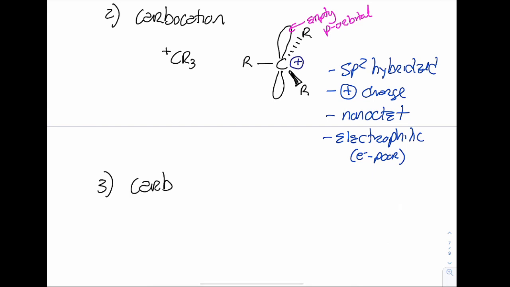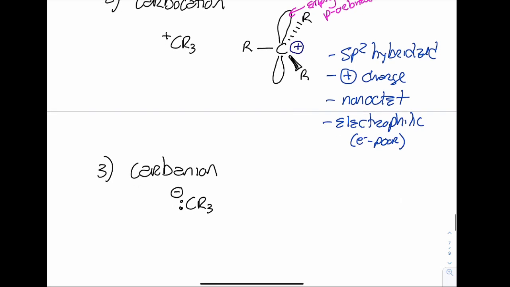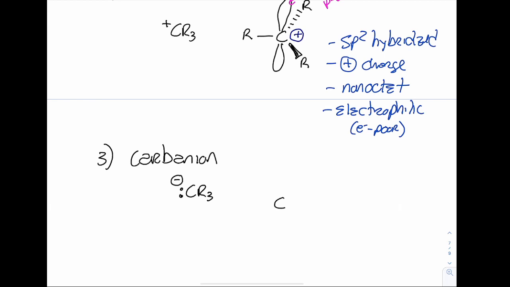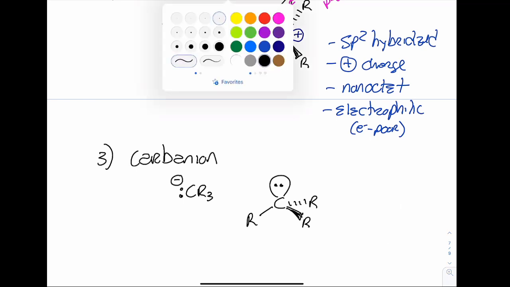And then my last one is going to be a carbon with a negative charge, so a carbanion. So carbon with a negative charge, which means it has a lone pair of electrons on it. So when I draw this one, it is going to be sp3 again. That lone pair has to be in an orbital, right? Electrons are in orbitals. So sp3 hybridized.